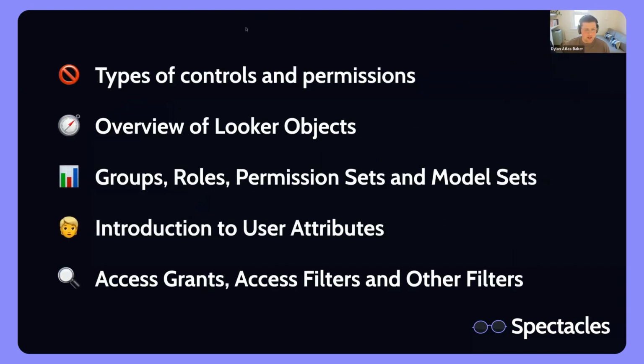Hello, everyone. Really excited to be talking with all of you today. As Josh said, we're going to be covering a whole range of security and access related things in Looker today. We're going to go through types of controls and permissions. We're going to do a quick overview of Looker objects. These will probably both be things you know already, but it's helpful scene setting for the rest of this webinar. We're then going to talk about groups, roles, permission sets, and model sets. So I think what many of us think of as the standard way to set permissions in Looker. We're then going to do a brief introduction to user attributes. And then we're going to talk about access grants, access filters, and other types of filters, which are possibly slightly more advanced ways of setting permissions in Looker.